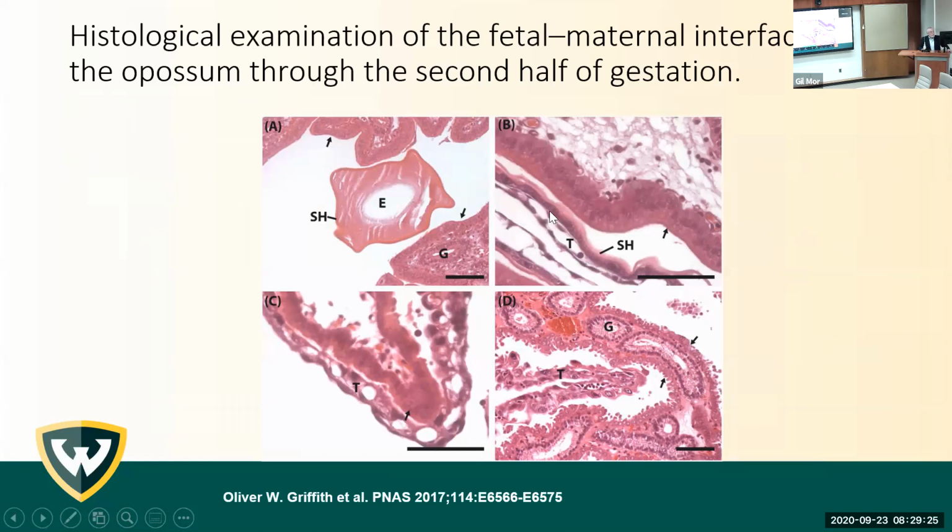This is the uterus of the opossum. This is the surface epithelium of the lumen. This is the stroma. And this is the trophoectoderm. And you can see that the trophoectoderm is interacting with the epithelium. There is a nice connection between the trophoectoderm and the epithelium in the marsupial.